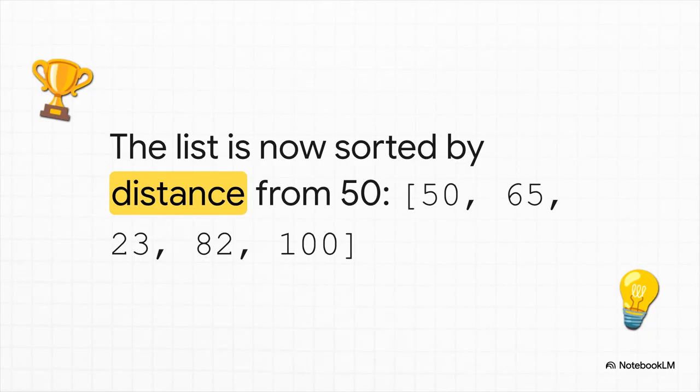And check out the final sorted list. It looks kind of weird at first, right? But it makes perfect sense when you remember our rule. 50 is first because its distance was 0. Then comes 65 because its distance was only 15. Then 23, whose distance was 27. See? We've created a totally unique sort order that has nothing to do with the number's actual values. It's all based on our custom logic.